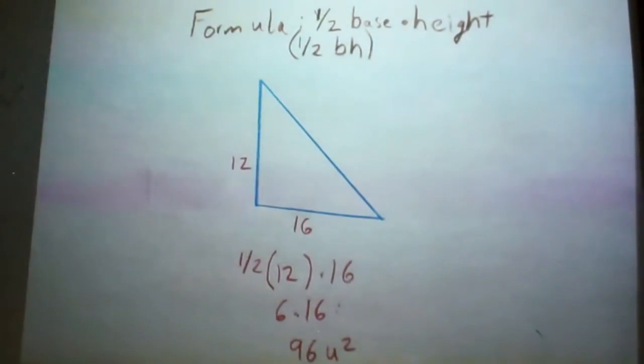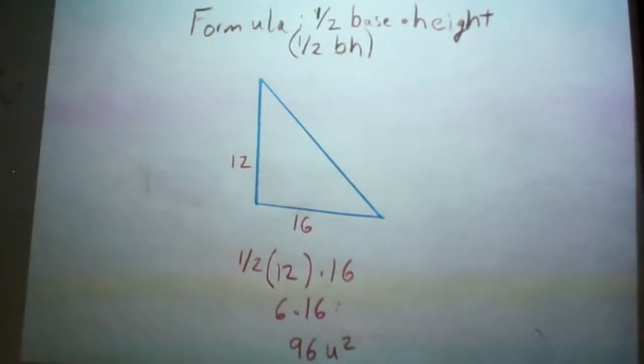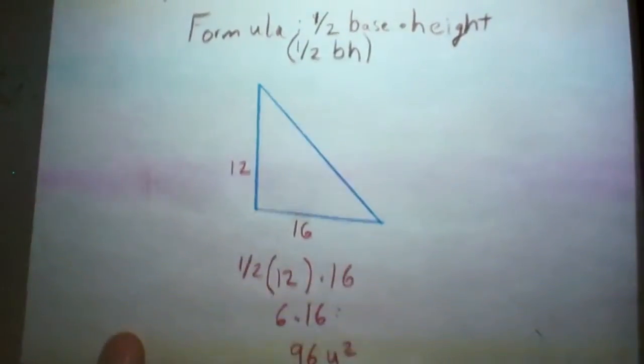So I would multiply 1/2 times 12 and get 6. And then multiply 6 times 16 and get 96. So again, since area is a two-dimensional measure, the measure would be 96 units squared. All right, so from our polygons, we'll look at a circle.